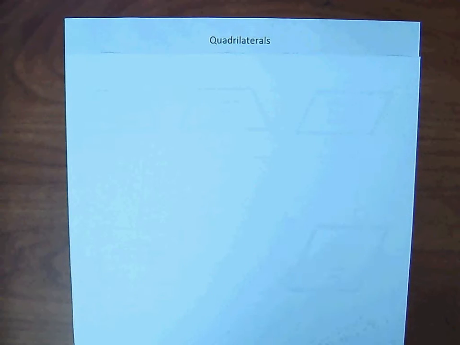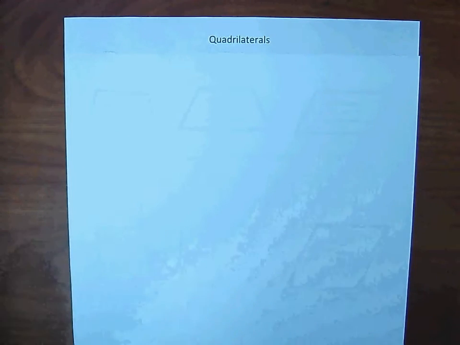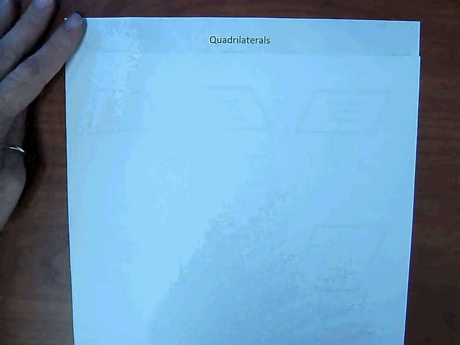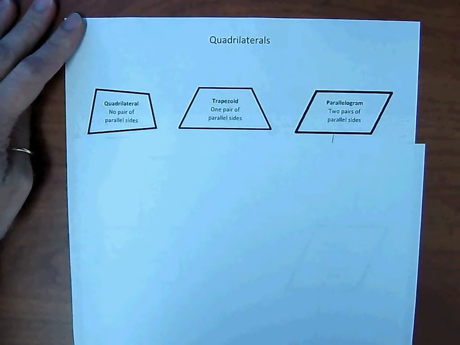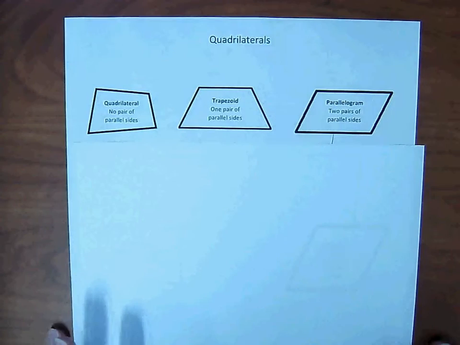Quadrilaterals. Quadrilaterals are four-sided polygons. There are many different types of quadrilaterals. We can determine the type of quadrilateral by the number of parallel sides that it has.